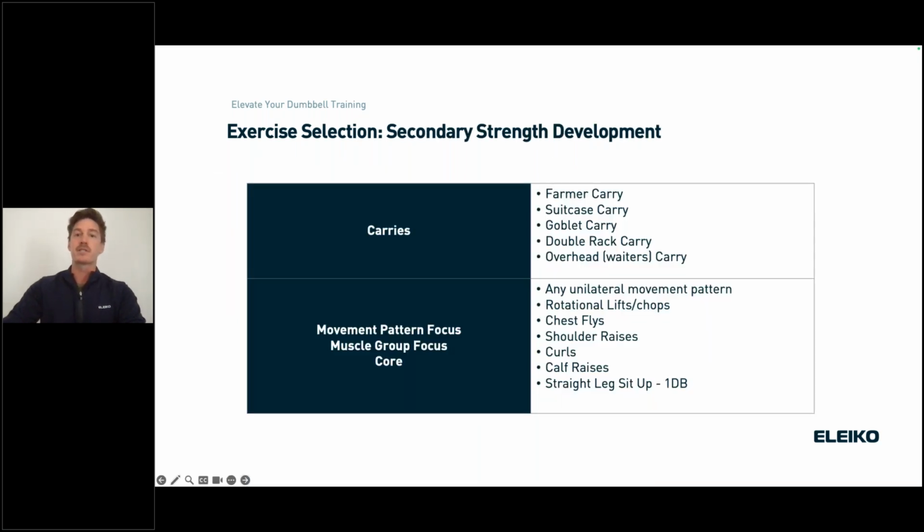And then for our secondary strength, there's a number of exercises in here. Again, these are just examples, ones that you'll find in that training program that you have available to download. We have carries in there. For our secondary strength, we have a movement pattern focus where, again, looking at what we haven't hit already in the training session, that's where we're going to complement our strength development there. So unilateral movements, a lot of rotational movements. We can actually get to some muscle group focus, doing some chest flies, shoulder raises, curls, calf raises, and focusing in on some core work, whether that is a flexion motion or anti-rotational motion.